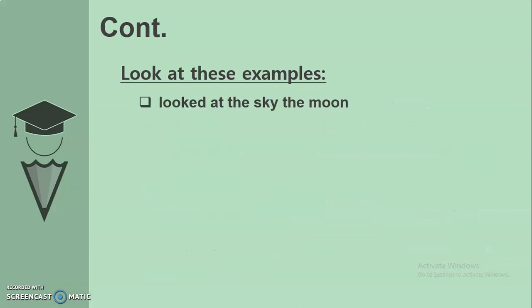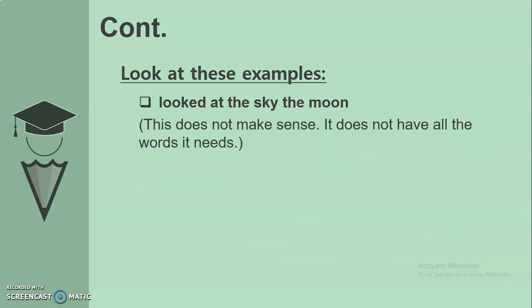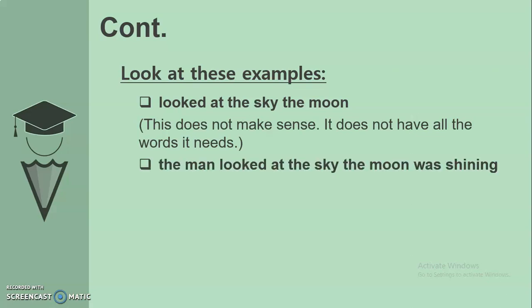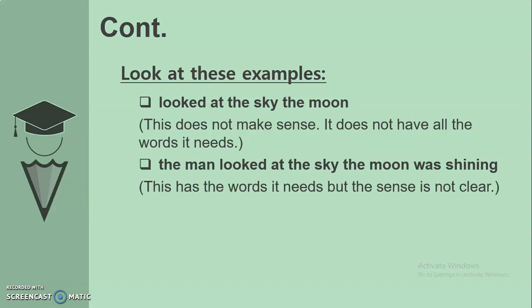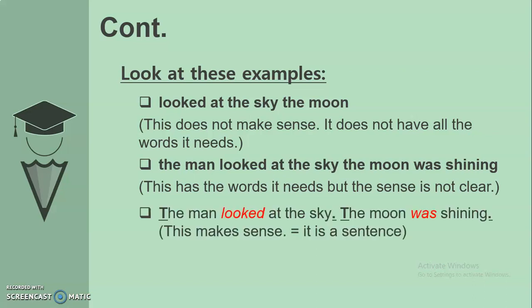Now, let me give you one example. I looked at the sky moon. You see, this sentence does not make any sense and it doesn't have all the words it needs. What about this one? The man looked at the sky. The moon was shining. Here again, this sentence has the words needed, but it doesn't make any sense, or the sense is not clear. Therefore, we had better edit it.